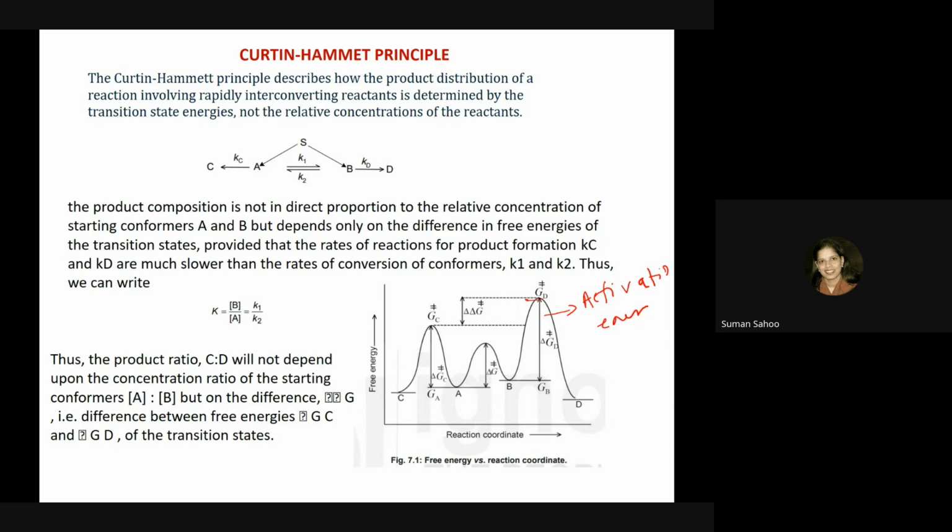For example, suppose we have one compound, that is S. It has two conformers, A and B, which can rapidly interconvert to each other. Conformer A gives rise to product C, and conformer B gives rise to product D. So here your total product ratio does not depend on the concentration of A or B, rather it depends on Kc and Kd.